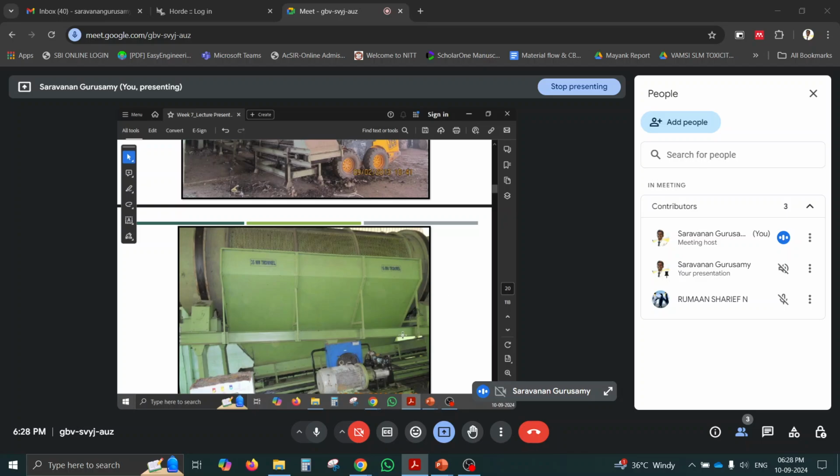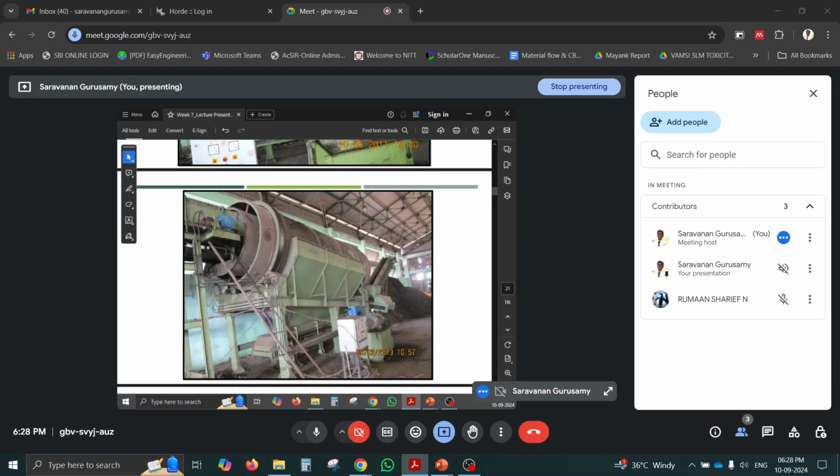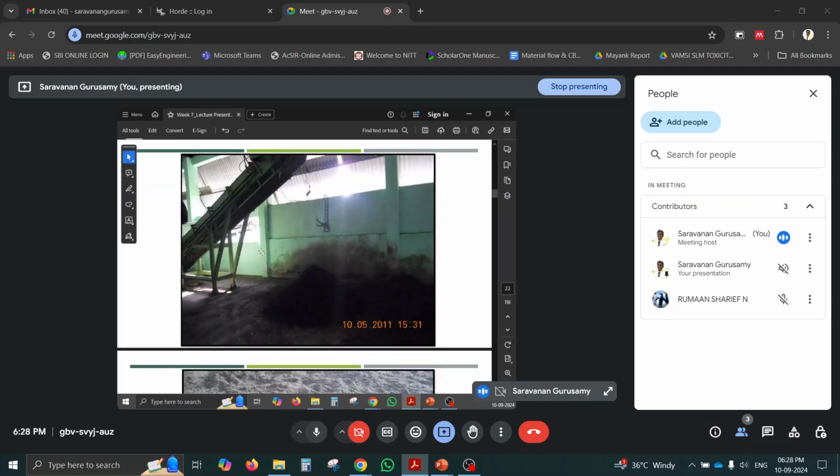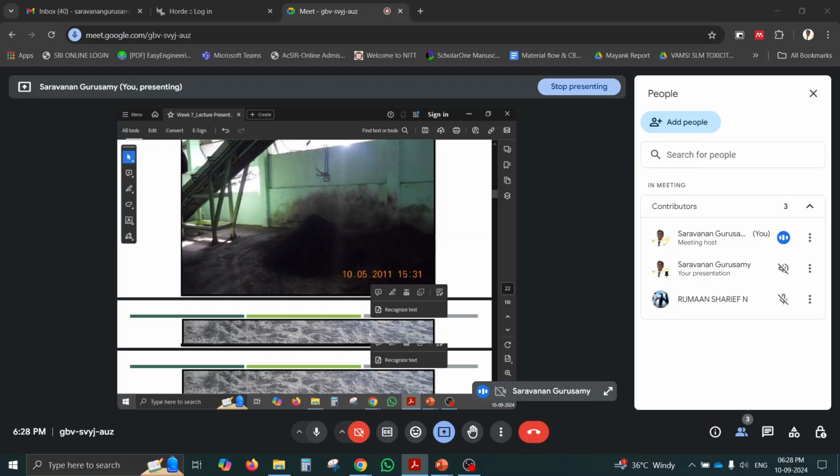Then whatever passes through the 3.5 will be taken to the 60 trommel, and then the 60 trommel will separate the particles which are less than 1.6 centimeter and which are greater than 1.6 centimeter, and it will separate whatever organics are present in the solid waste, and that will go to the compost plant.